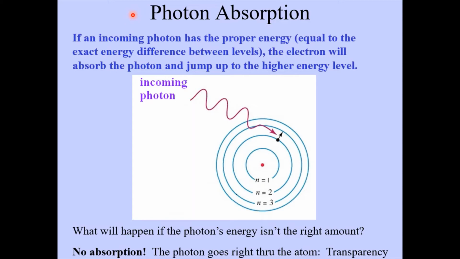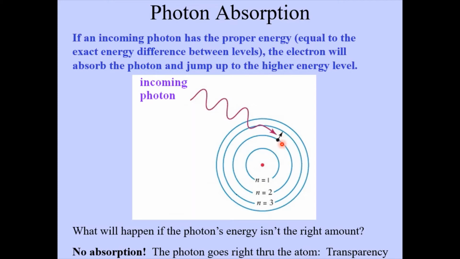The converse process to photon emission is called photon absorption. This says that if an incoming photon has the proper energy equal to the exact energy difference between energy levels, the electron will absorb the photon and jump up to the higher energy level. So to see how this works, here again is our picture of our Bohr model. Here's the nucleus, and these are all the energy steps. So let's say our electron just happens to be sitting in n equals 2, the second energy level. Along comes this photon, and the energy of this photon is exactly equal to the difference in energy between the second energy level and the third energy level.